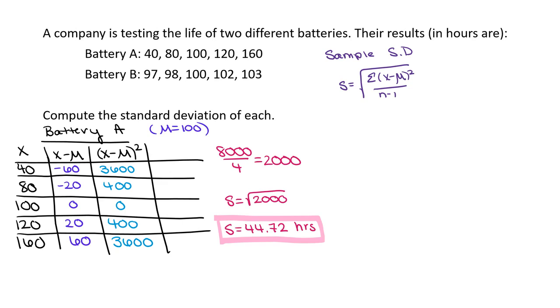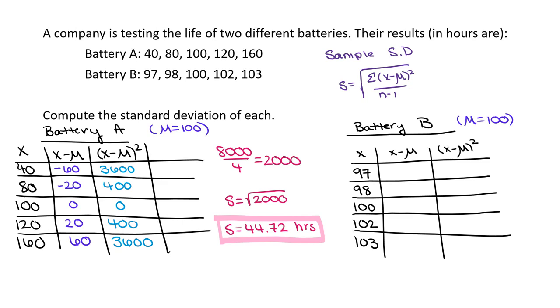44.72 hours. And so we'll definitely talk more about standard deviation and how we can interpret it in a future chapter. But for now, this is a number that's just telling me how spread out the data set is. I think standard deviation is most useful when we compare it. So if we want to do the same thing for battery B, we'll be able to make a comparison.